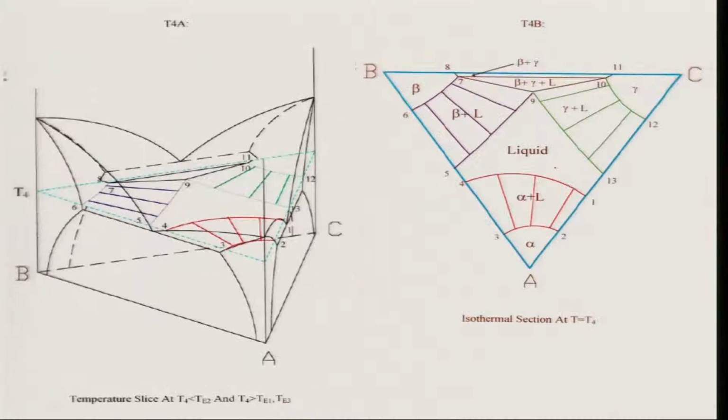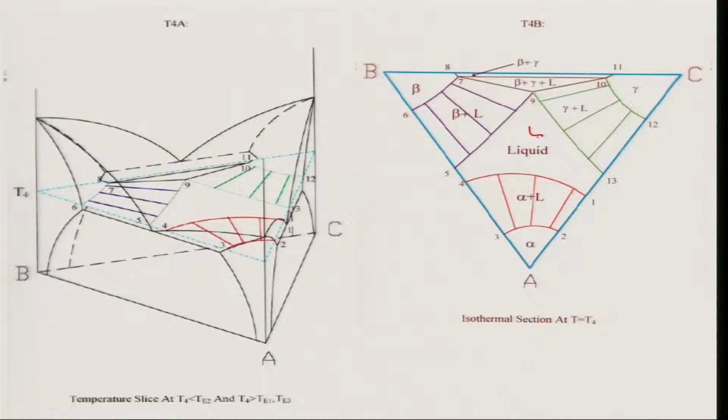Now, different things will come once you take a section a little lower than the eutectic between B and C, but higher than the eutectics between A and B and A and C in this particular case. Because you have already gone to a temperature lower than the eutectic temperature between B and C, you have a triangular region, beta plus gamma plus L. This is a three-phase equilibrium region, and you also have a region beta plus gamma between gamma and beta. The rest of the things remain the same. Liquid remains at the center.